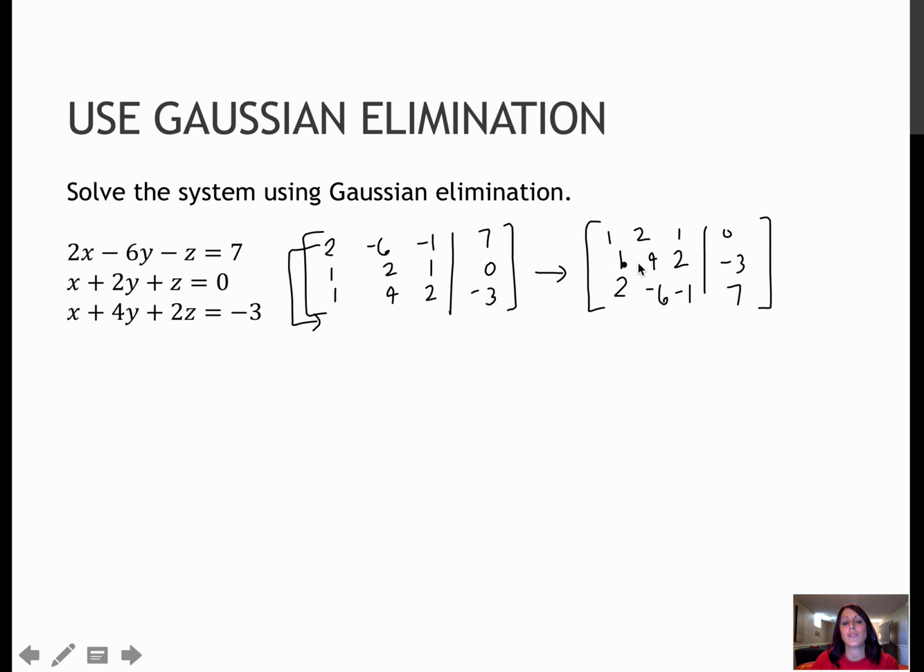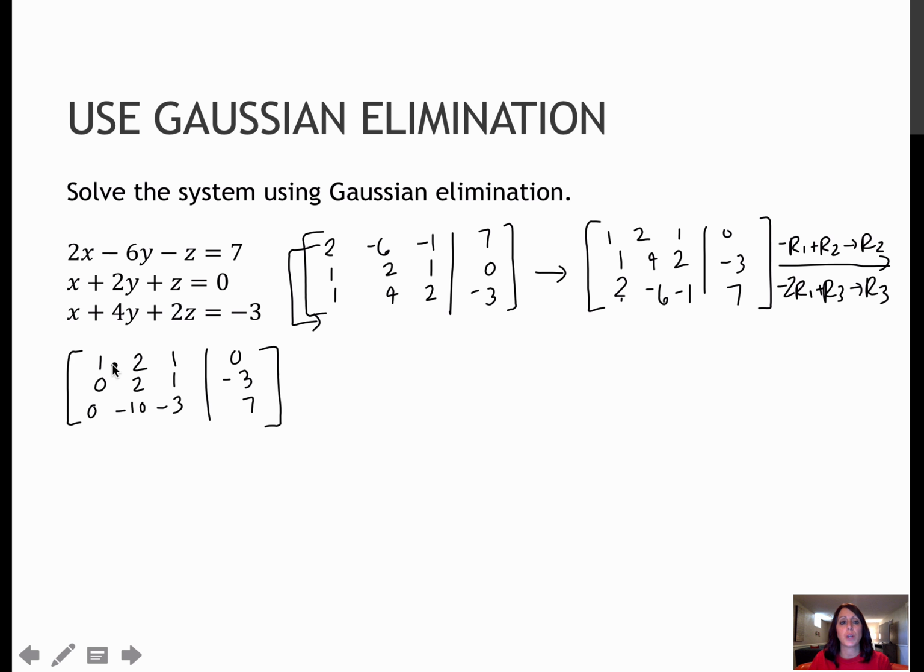So to make this value 0, I'm going to take negative r1 plus r2 and make that my new r2. And to make this value 0, I'm going to take negative 2r1 plus r3 to make it my new r3. Notice row 1 will remain the same. So now my very first row starts with a 1 and has zeros below it.